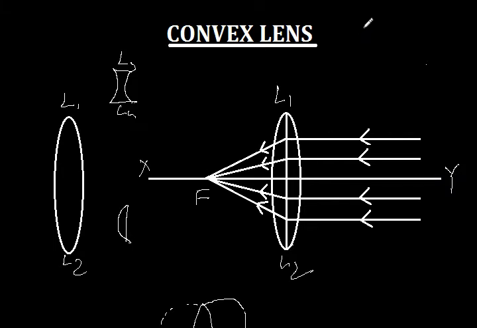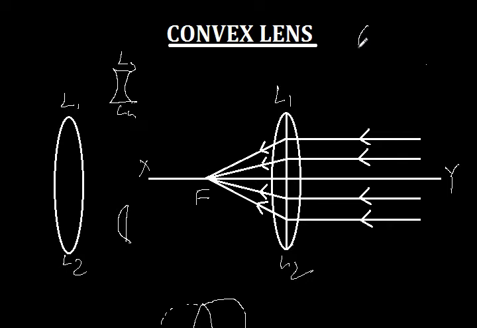A beam of light parallel to the principal axis here, this light, this way, this way, this way. A bunch of rays is called beam. So this beam of light is parallel to principal axis. If they are parallel to principal axis, then they take entry in the lens and get refracted, and after refraction, they converge at a point A. They will converge at a point on the principal axis.